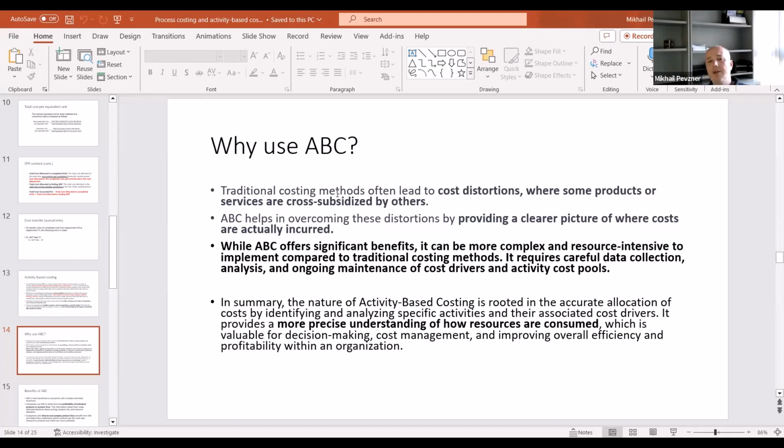Why is that? In theory, it's a very useful approach, because traditional costing methods often lead to cost distortion, where some products or services are cross-subsidized by others. What does that mean? When you use one driver, like we talked about earlier, it's basically averaging everybody based on this driver, whether you consume a lot of it or not. So inevitably, some part of the business will consume a lot of that, whether labor hours, etc. Some won't. But since you're averaging across all costs, everybody gets assigned the same amount, whether I use a lot of it or not.